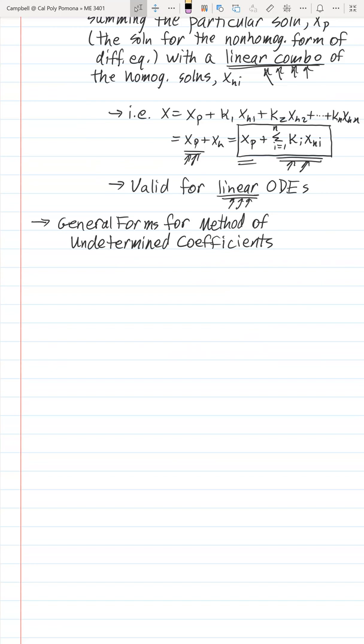Okay, so with that, let's go ahead and move on to the general forms. And as you will see, the forms generally follow the type of forcing function. So in other words, the general form of the forcing function will be mirrored in the form that is used for the particular solution.